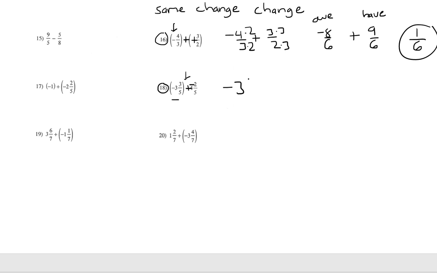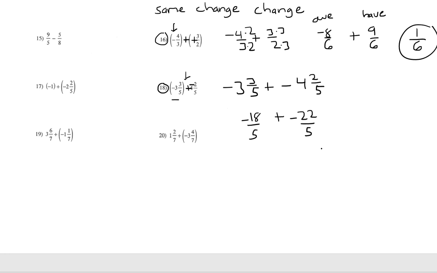So this really becomes negative 3 3/5 plus a negative 4 2/5. Okay, before we move any further, we want to change both of these mixed numbers to improper fractions. So 5 times 3 is 15. 15 plus 3 is 18. So this is going to become negative 18 over 5. And for the next one, 5 times 4 is 20. 20 plus 2 is 22 over 5.